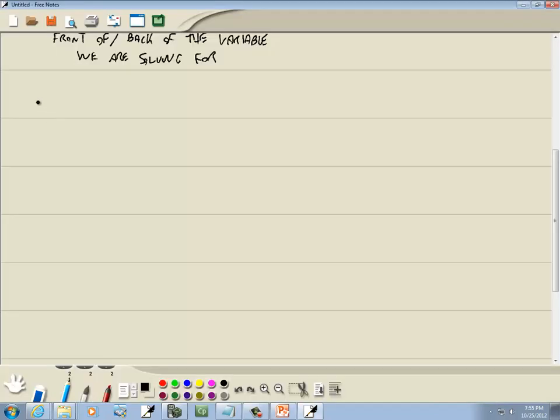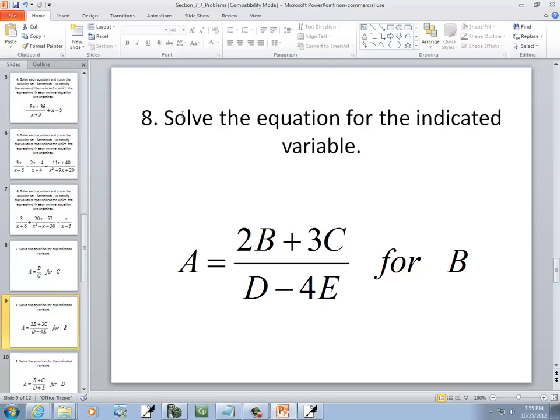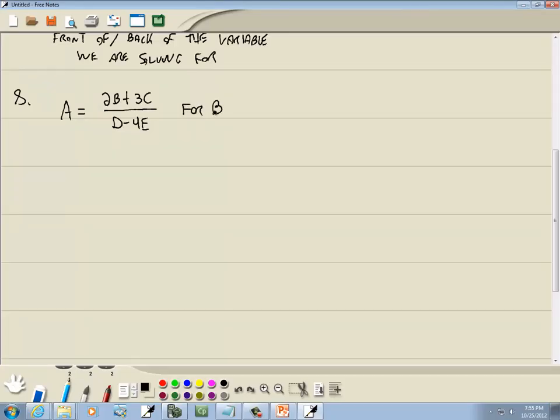Let's look at the next problem. We've got A is equal to 2B plus 3C over D minus 4E, and we're solving it for B. First step, get rid of parentheses. Don't have any. Second step, get rid of fractions. I do have a fraction. We're going to need to find the LCM. Well, there's only one denominator, so that is our LCM. So we're going to multiply both sides by D minus 4E. So multiply times the A. And we'll also multiply it by the fraction on the right side.